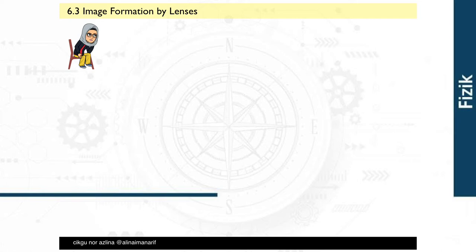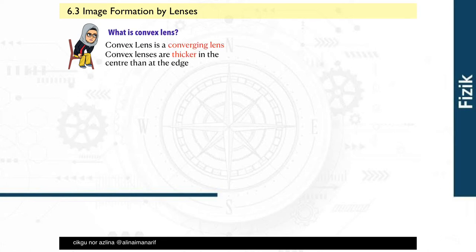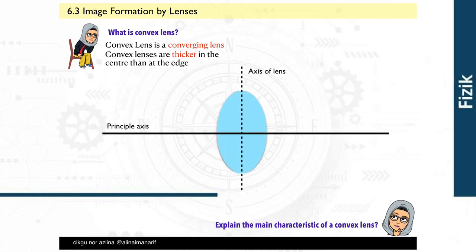Our lesson today is about image formation by lenses, convex and concave lens. What is convex lens? Convex lens is a converging lens. Convex lenses are thicker in the center than at the edge. Explain the main characteristic of the convex lens. Now, we look at the diagram given.